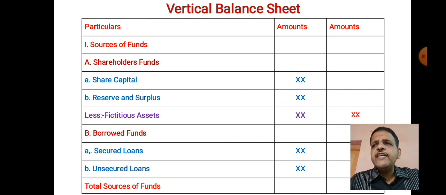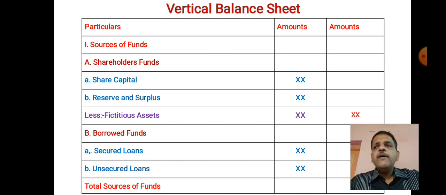Now when we say fictitious asset, what is that? They are nothing but large amounts of expenses which are not actually assets, but that amount we keep as miscellaneous expense on the balance sheet asset side and are going to write off over the years as expenditure on the debit side of the profit and loss account.